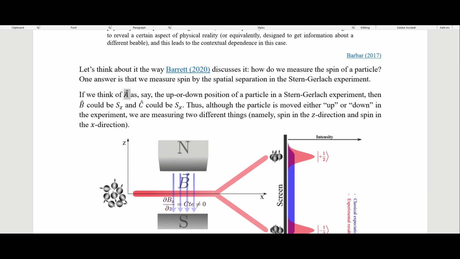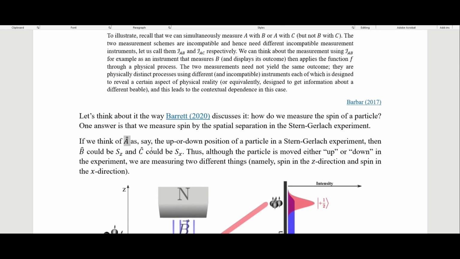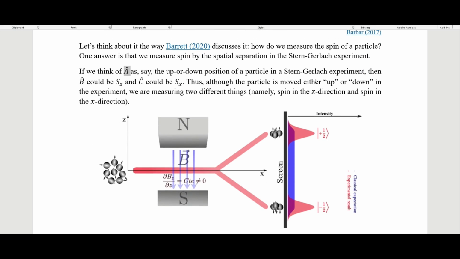So if we think of our A hat here in this above description as, say, the up or down position of the particle in the Stern-Gerlach experiment, so whether it actually shows up in this upper position or in this lower position, then B could be S_Z, so spin in the Z direction, and C could be the spin in the X direction. Thus, although the particle is moved either up or down in the experiment, we are measuring two different things, namely the spin in the Z direction and the spin in the X direction.